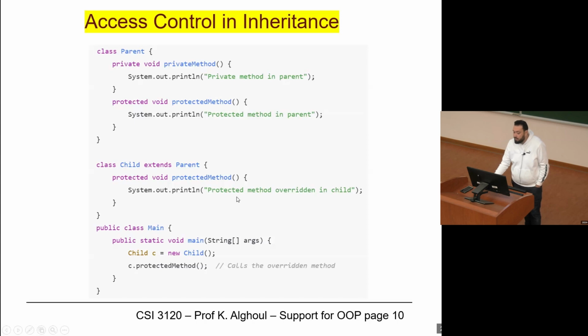So the output would be what? Protected method overridden in child. This one would be the output. So that's overriding. I'm sure you're familiar with it when it comes to Java.